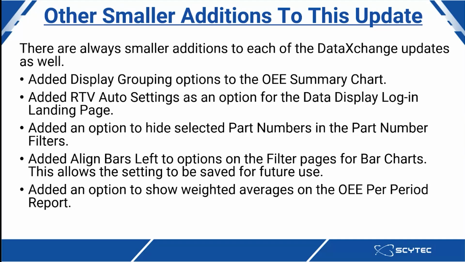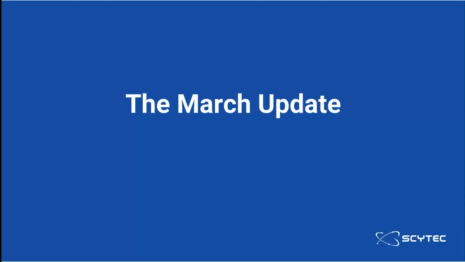We also added align bars left options on the filter pages for bar charts, and this allows the setting to be saved for future use. And there is also now a new option to show weighted averages on the OEE per period report. So that about covers it for the November release that just came out earlier this month.